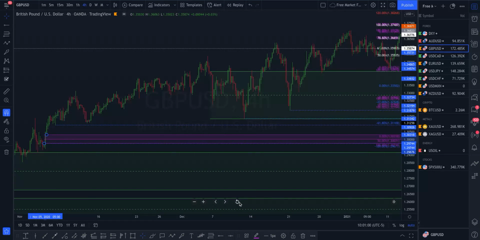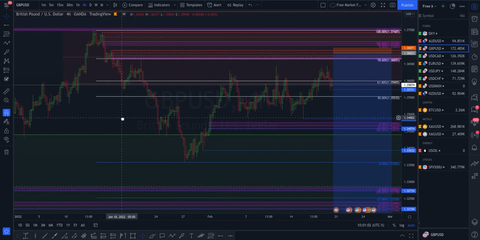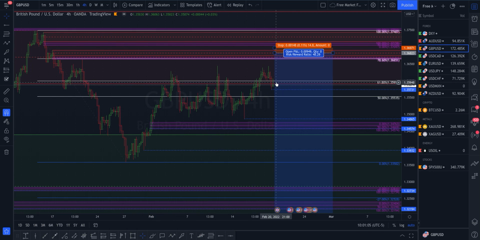So let's slide back over here. This is a possible entry. Now we could possibly take an entry up here. However, if we do get a close above this high, then we may want to be looking for buys on pound USD.